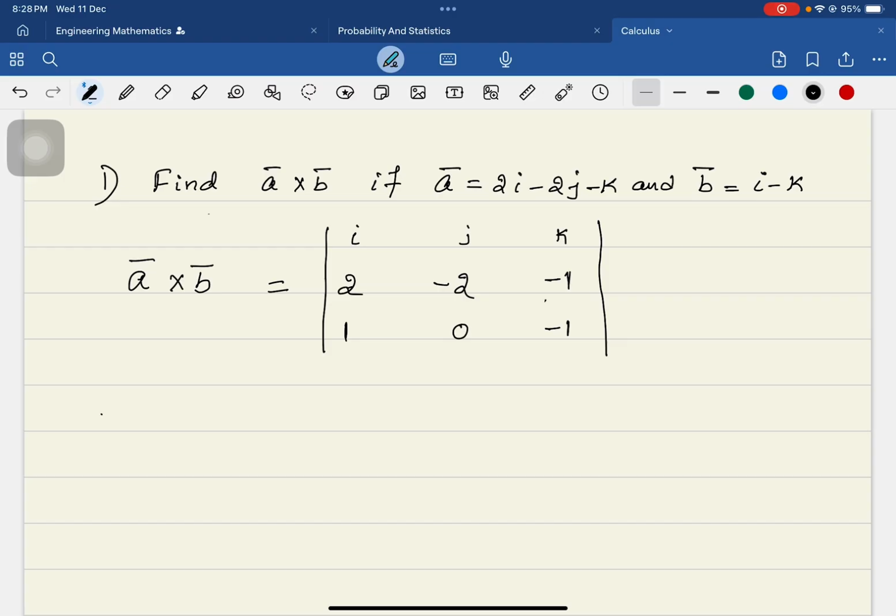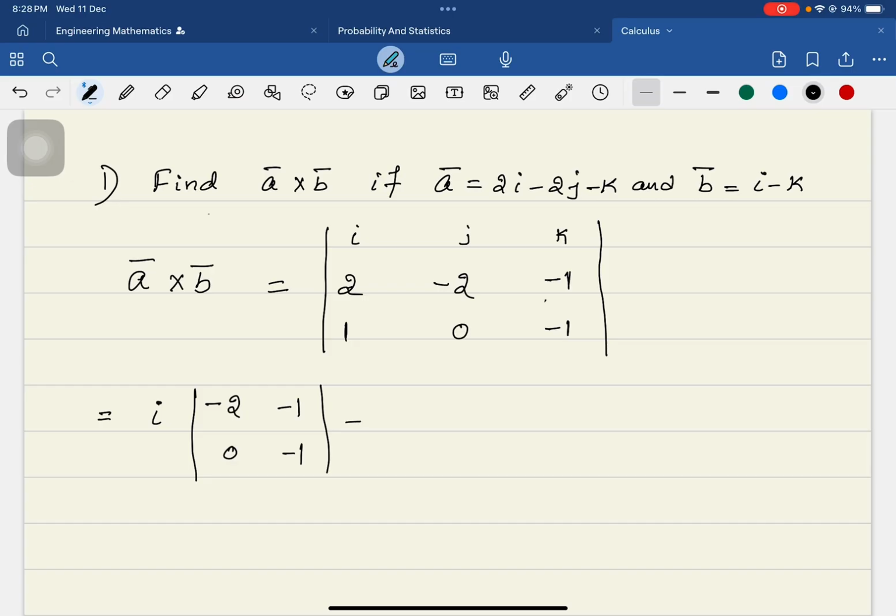How to find the determinant is, first we take i and then remove its column. Apart from this column, you just take the other two columns. When you take j, apart from the j column, take the other two columns. And for k, take the other two columns. So now let us do that. That is i times the determinant of minus 2, minus 1, 0, minus 1. So this is your i component.